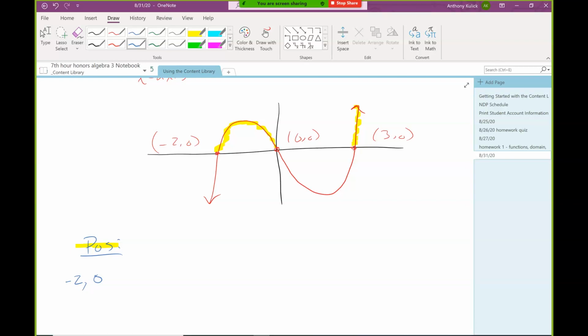Now I need to decide whether I should have a parenthesis or bracket on this interval. So if I look at that point, -2, 0, is that point above the x-axis? No. Where is it located? On the x-axis. Because it's not above the x-axis, we don't want to include it with the positive parts. So we're going to use the parenthesis because the point -2, 0 is not above the x-axis, so we don't want to include the x value of -2.